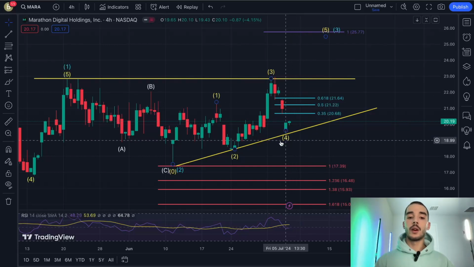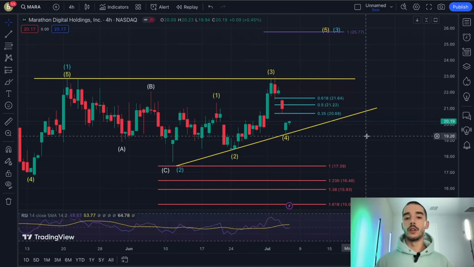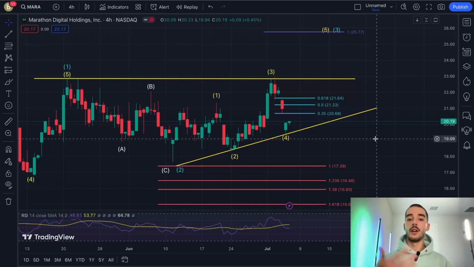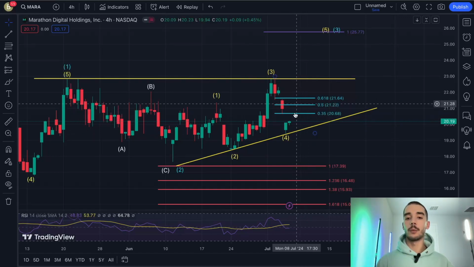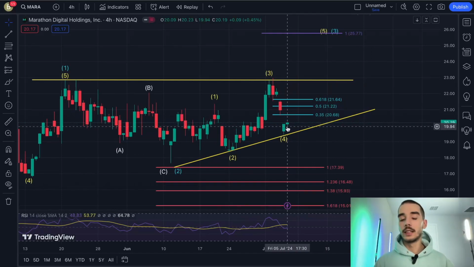On my next update video, I am thinking of changing this wave count into more of an A through E wave count, which is better used during a triangle pattern. But I'm going to leave it like this for now, because I want to see what's going to happen with this area right here. So again, we're trying to see this price short term.